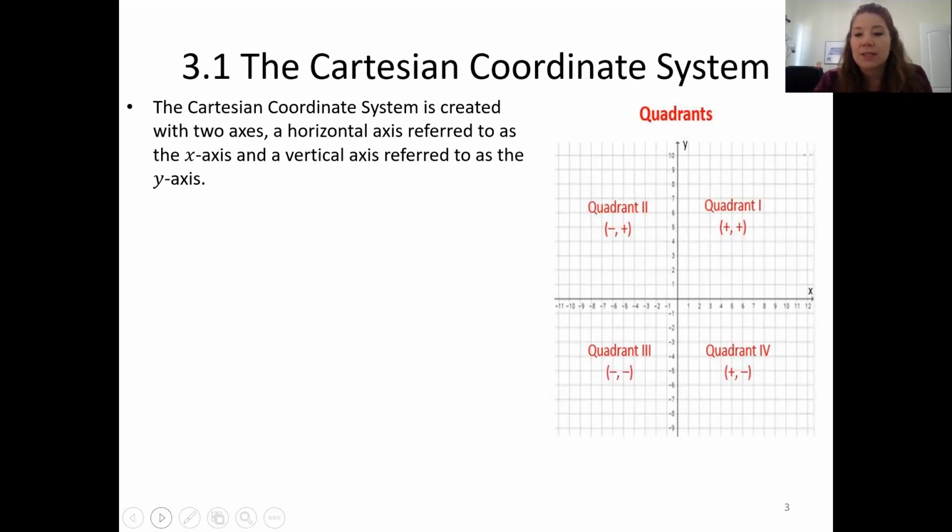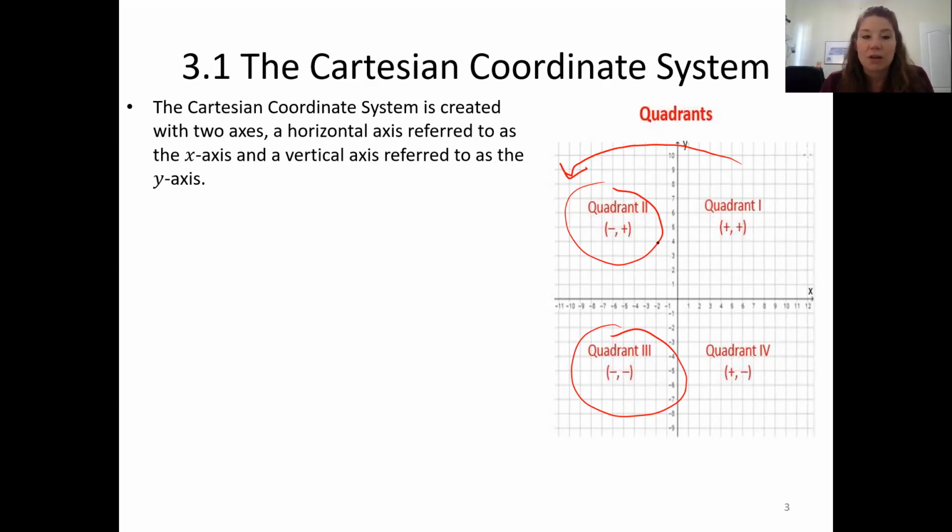So here on the screen, you can see that the coordinate plane is divided into 4 quadrants. If you have 2 positive numbers, you're going to find yourself in quadrant 1. If you have a negative number followed by a positive number, you're going to end up in quadrant 2. If you have 2 negative numbers, you're going to find yourself down here in quadrant 3. And then quadrant 4 is when you have a positive number and a negative number. So we're used to most things going clockwise, but the quadrants are labeled counterclockwise.